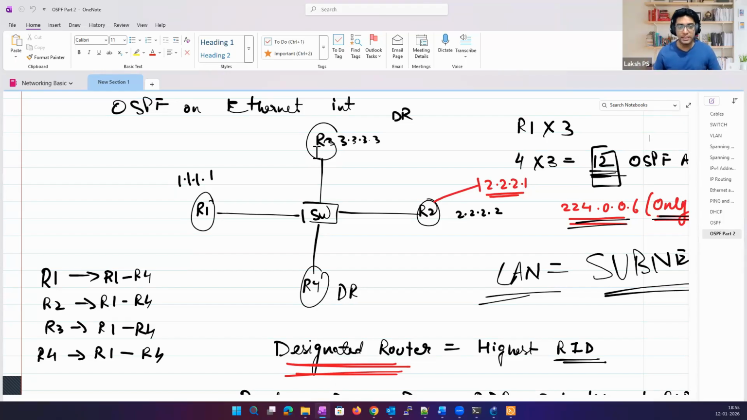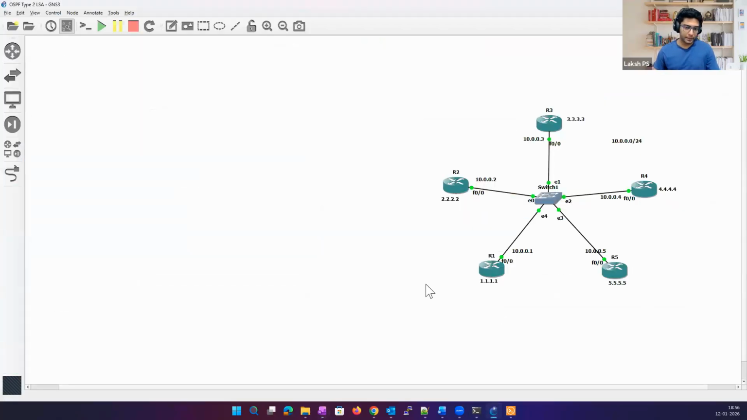Any message sent by a DR other router will be sent to the 224.0.0.6 multicast address, which is the DR only multicast address. And when the DR receives that particular message or data and wants to share it with other OSPF speaking routers, it shares that information at the multicast address 224.0.0.5. This is what we saw. So in today's class, let's do a small practical of that in order to understand this concept better.